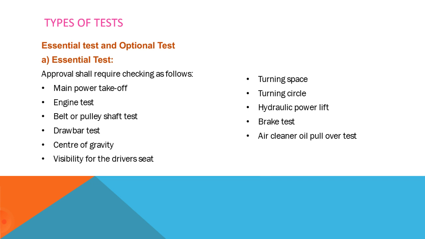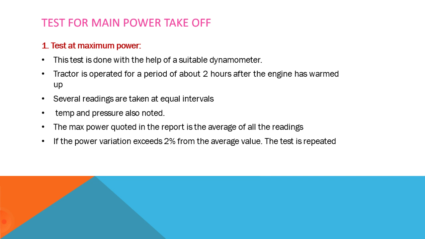These tests include the test of main power takeoff, that is PTO, engine, belt or pulley or shaft test, drawbar test, center of gravity, visibility from the driver's seat, turning space, turning circle, hydraulic power lift, brake test, and air cleaner oil pullover test. These are the compulsory tests that should be conducted. We can see them one by one. The first one is the test for main PTO.